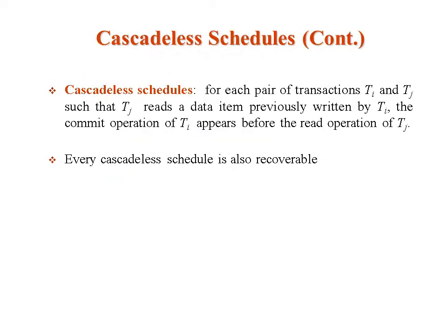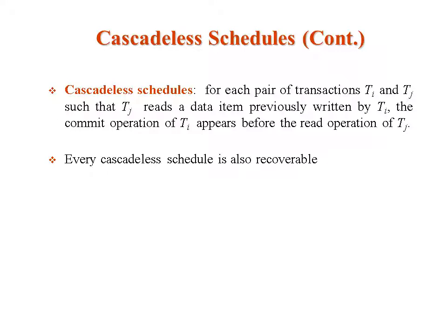So now what are cascadeless schedules? Cascadeless schedules are those where, for each pair of transactions Ti and Tj such that Tj reads a data item previously written by Ti, the commit operation of Ti appears before the read operation of Tj.